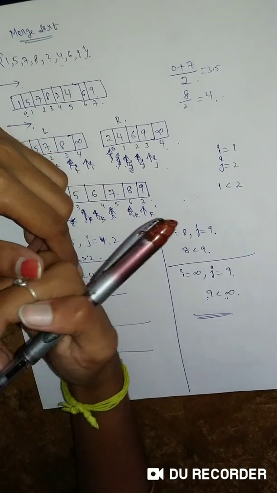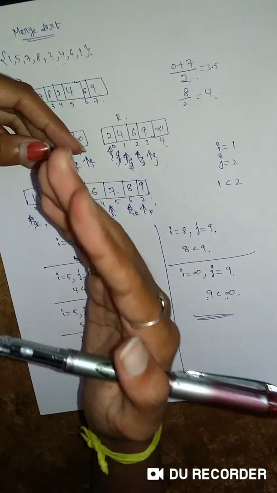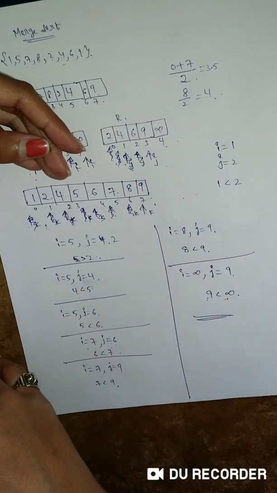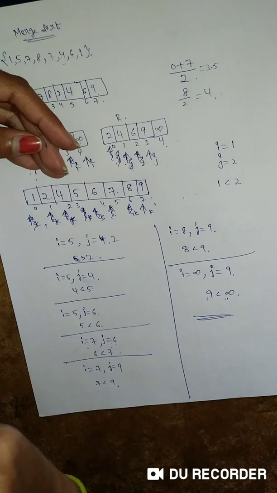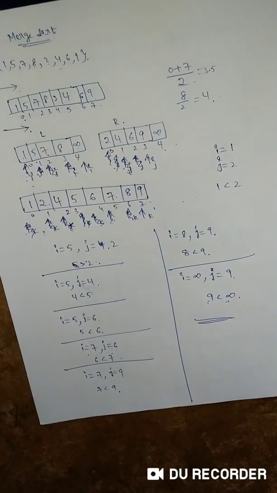In the next tutorial, we will learn more about sortings. Still we have 3 more sortings, like quick sort, shell sort and heap sort. Let's learn more about it.